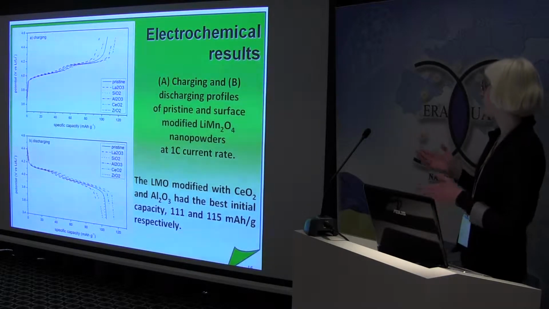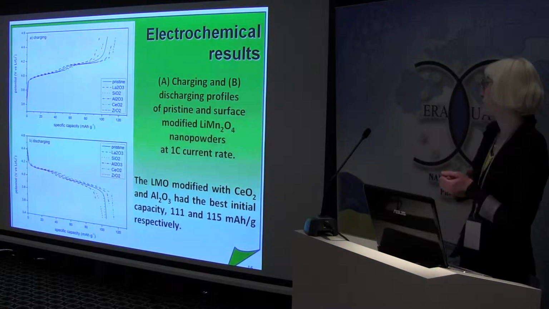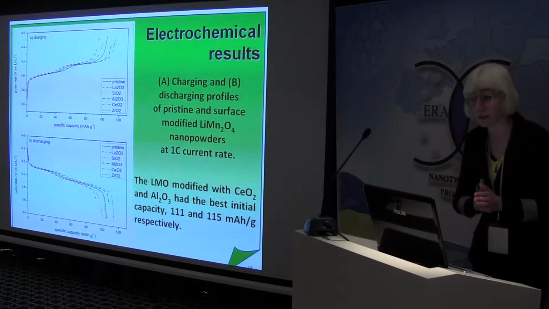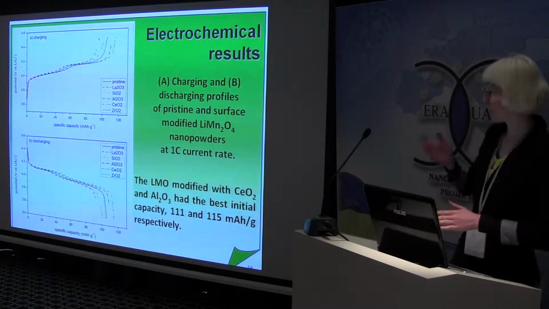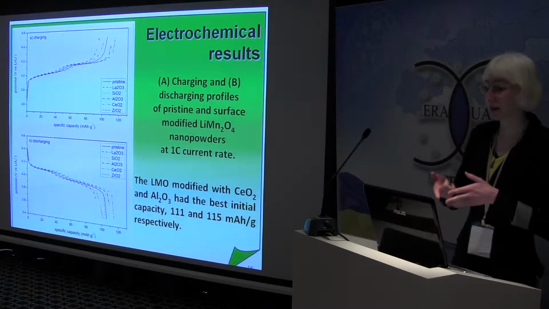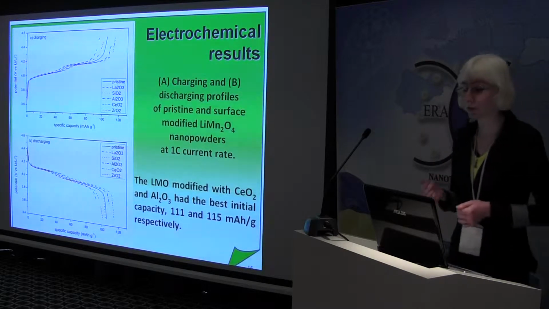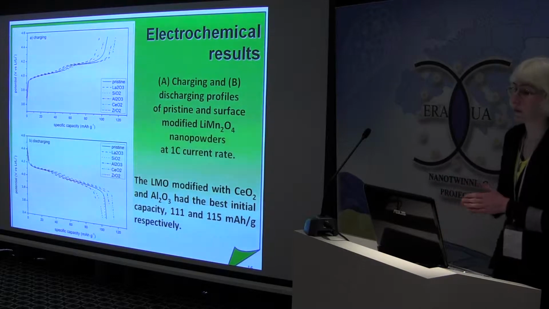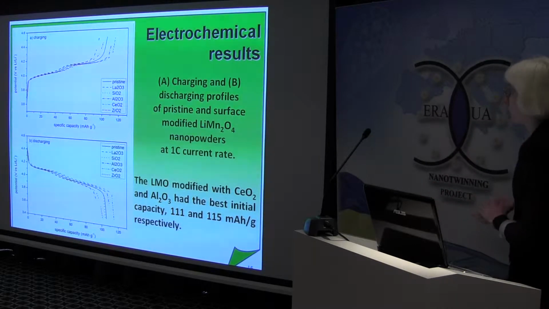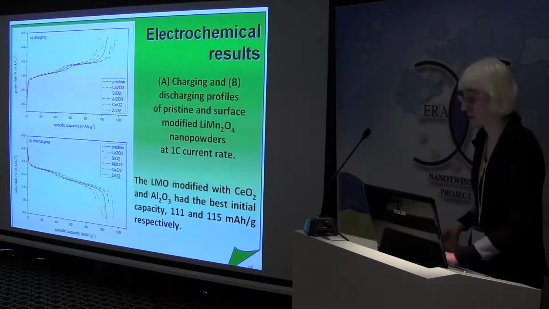So here you can see the charging and discharging profiles of pristine and surface modified lithium manganese oxide nanopowders at 1C current rate. And you can see that when we surface modify with cerium dioxide and aluminium oxide, we obtain the best initial capacity. For cerium dioxide, we get 150, and for aluminium oxide, we obtain 111 milliampere-hours per gram. So it's good information for us.